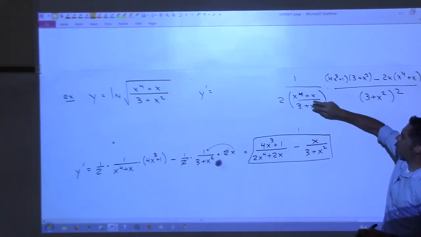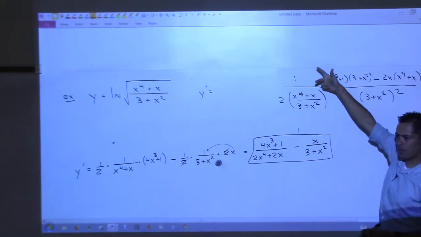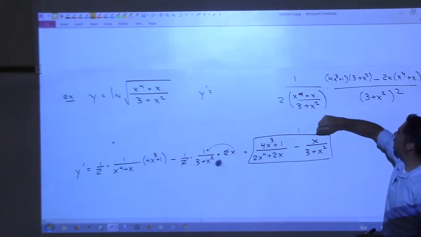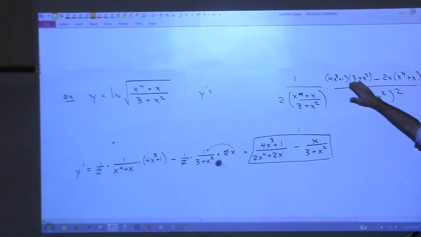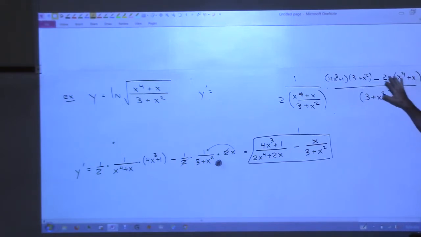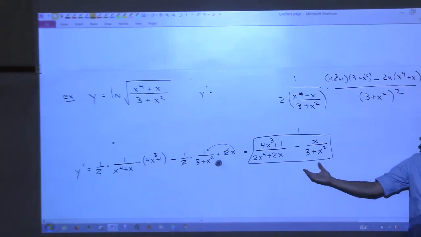And then 1 over a fraction reciprocates, so this would flip and basically be this on top of this. The 2 would still be down there. And then you'd have to go through this and clean it up. Eventually, you could maybe get it to look like that.